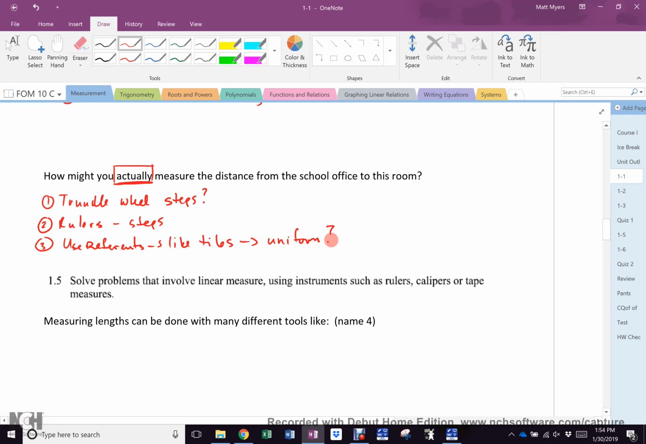Sam? You could walk so you could count steps. Now, is there a problem with that? Not necessarily. Couldn't you measure the person's step and then use whatever it is? But is there still a problem with that? The stairs again.